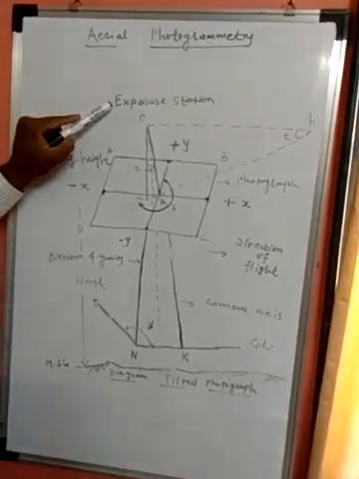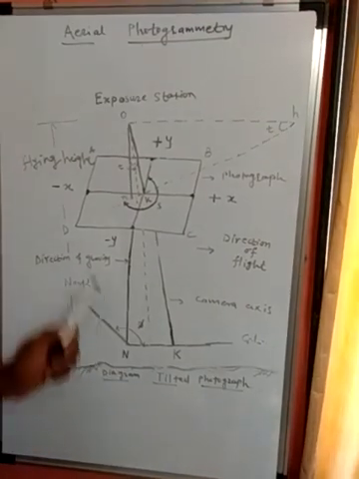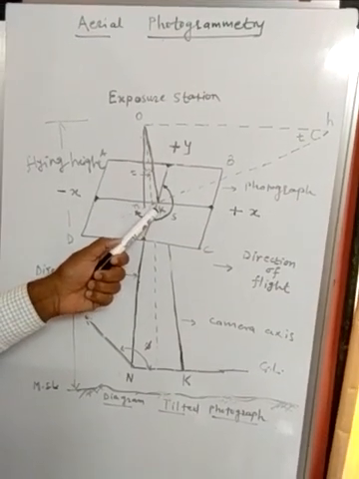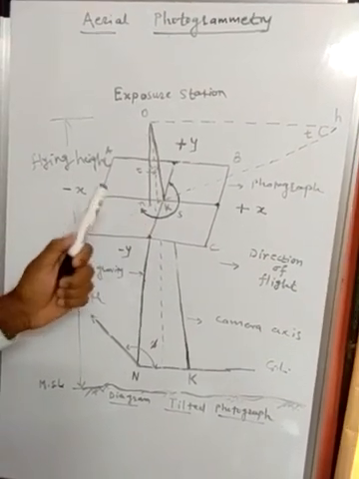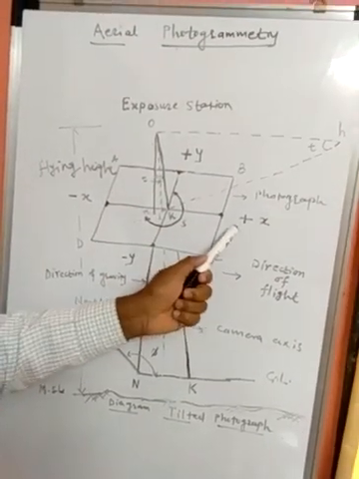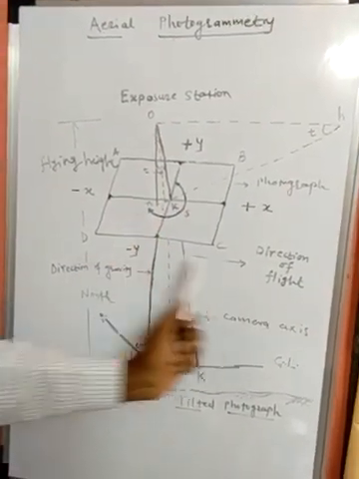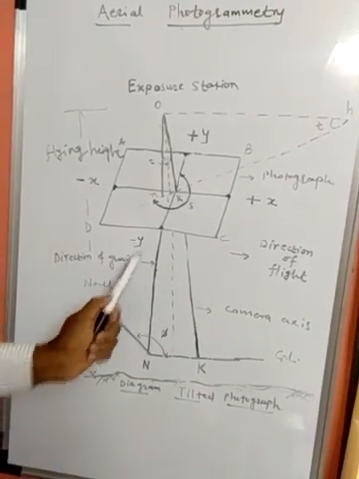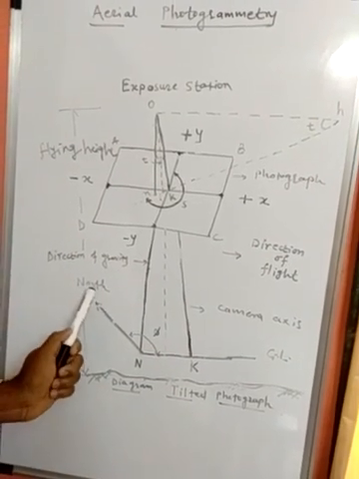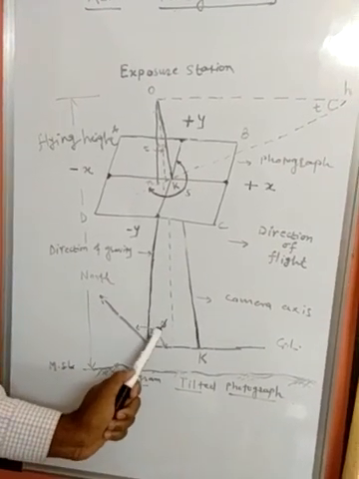This is the exposure station. Okay, then there is N, the ground nadir point. This is the photo nadir point, small n. Then this is K, the principal point of the photograph. Then this photograph has its axes plus y, minus x, plus x. Then this H is the horizontal line. Then this is the direction of flight. Then this is the direction line of gravity. Okay, it is also called the plumb line. Then this is north. With the help of this north, we can take an azimuth angle as phi.